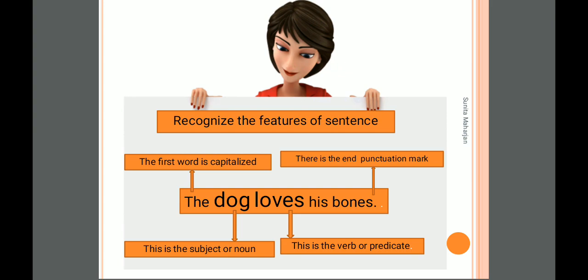Here the sentence is given, the dog loves his bones. This is the complete example of a sentence because the first word is capital and the sentence ends with punctuation mark full stop. And the dog is subject, loves is verb, his bones is object. Students, you should memorize these 4 features of sentence.